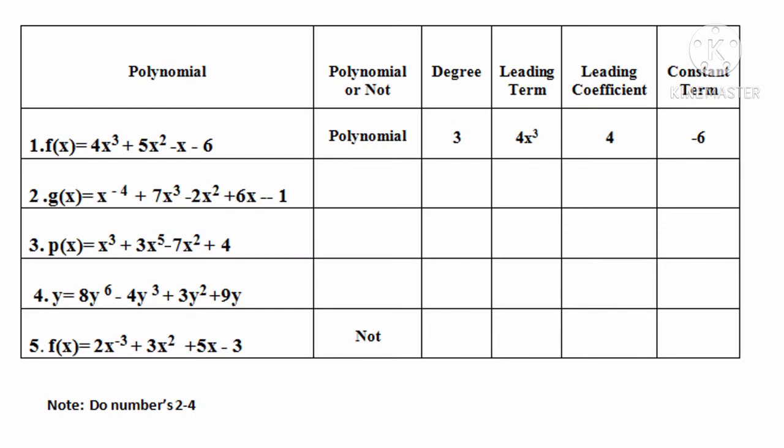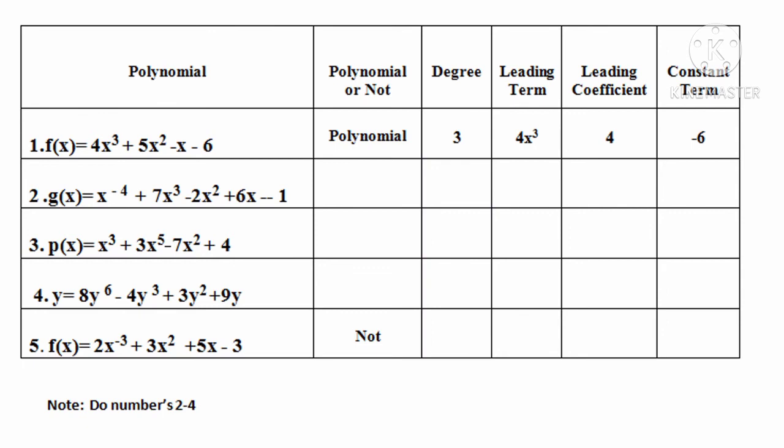Complete the table and answer the questions if the given function is polynomial or not. The first one is already given. We have f of x is equal to 4x cubed plus 5x squared minus x minus 6. So since the exponents are positive, it is polynomial.